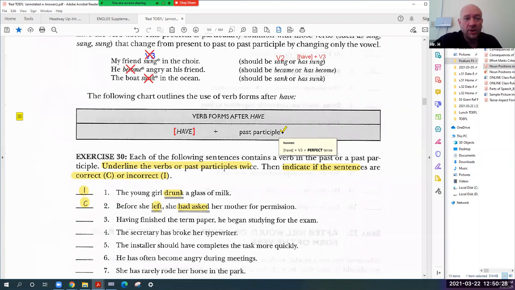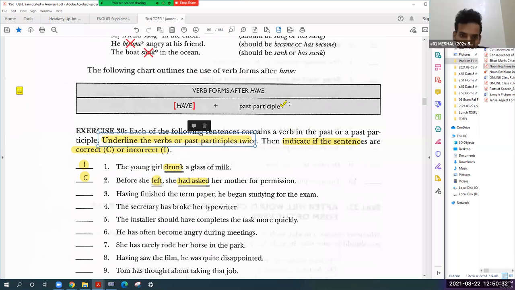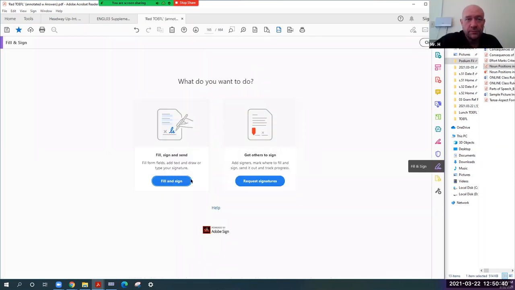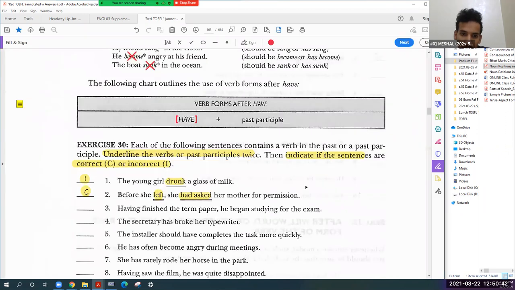All right. So now I want you to read, Michelle, down here. What does it say? Underline the verbs or past participle twice. Okay. Then indicate if the sentences are correct, C, or incorrect, I.